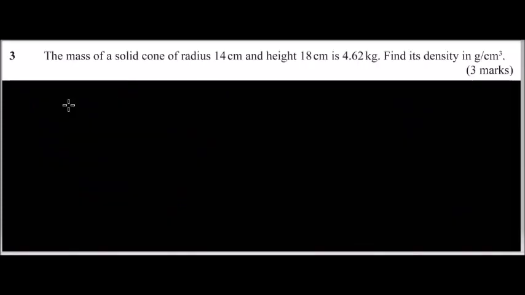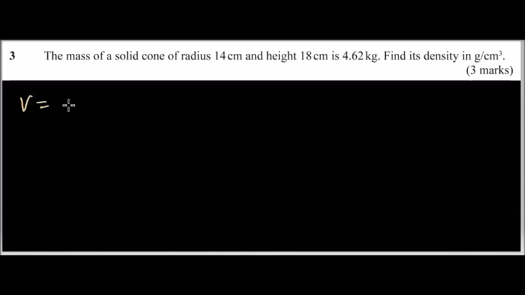Question number 3. We are told the mass of a solid cone of radius 14 centimeters and height 18 centimeters is 4.62 kg. Find the density in grams per centimeter cubed. So the first thing we need to ask ourselves is, how do we find the volume of a cone?